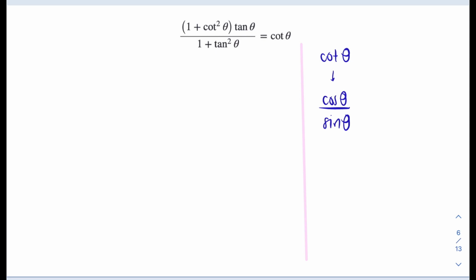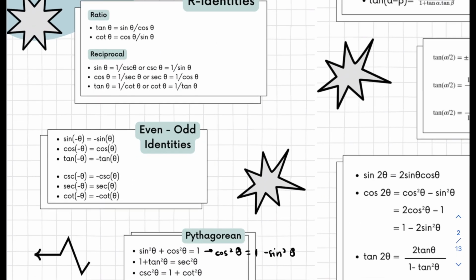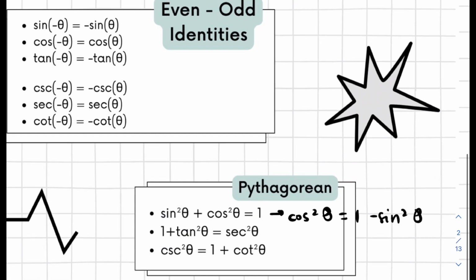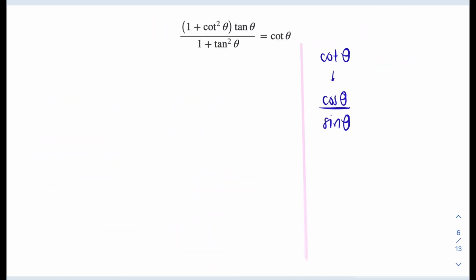Let's just go for it. I could use these Pythagorean identities down here, but those aren't really at the front of my mind. They're not something I play around with too much. So I'm just going to put everything into sine and cosine and see what happens. Okay, here we go. I don't know if I'm ready for this.